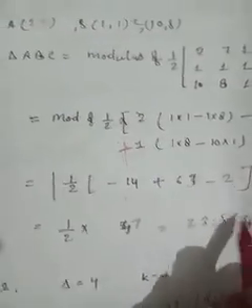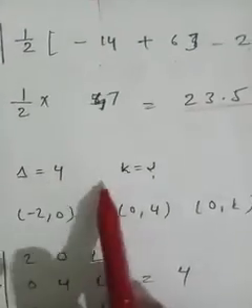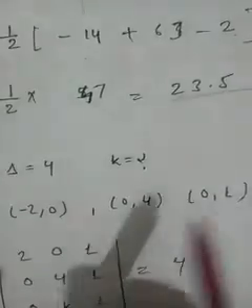Let's see another question, question number 2. If the area of the triangle is 4 square units, then find the value of k, where the vertices are given. This question is from the NCERT. You have 3 points given, and it is also given that the area of the triangle is 4 units. We have to find the value of k.